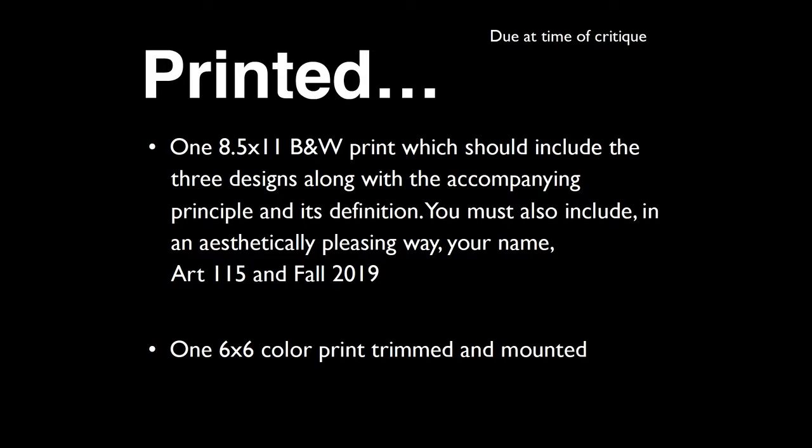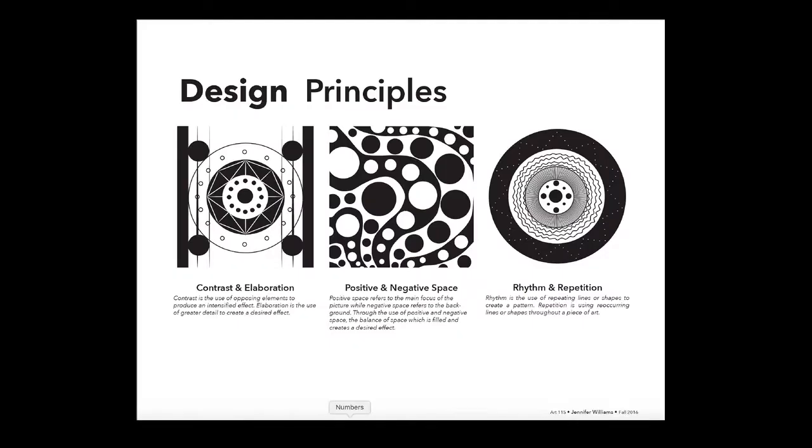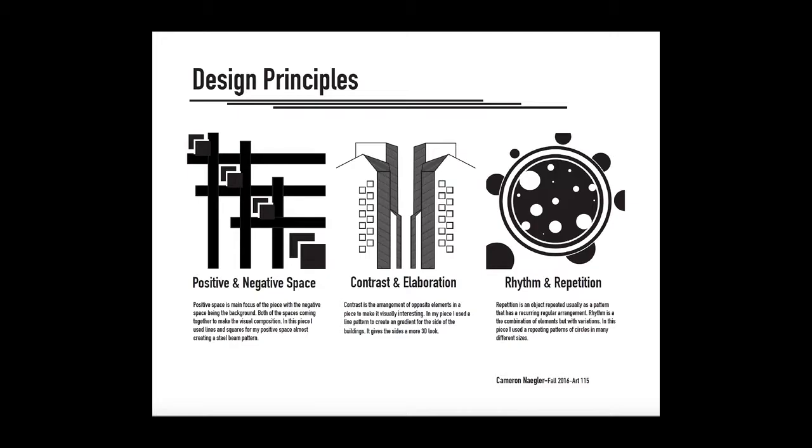So at the end, you will submit a printed copy, which will include your 3 designs along with the accompanying principle and its definition. And you must also include, in an aesthetically pleasing way, your name, Art 115, and Fall 2019. So if we look back here, if you can see it in the bottom, Jennifer did it really understated as a footer, Art 115, Jennifer Williams, Fall 2016. Cameron Nagler, Fall 2016, Art 115.